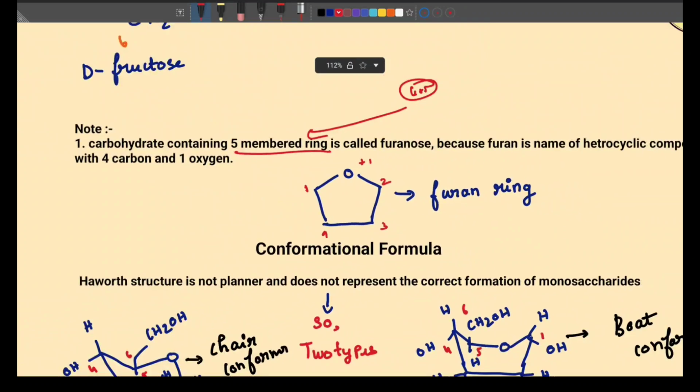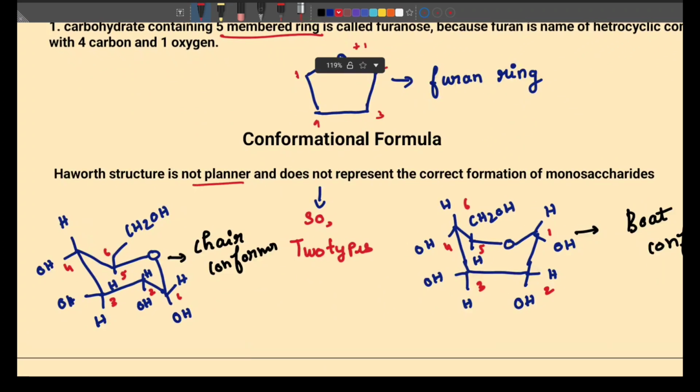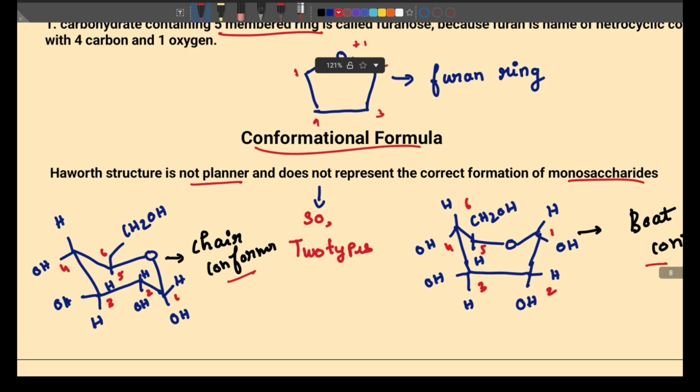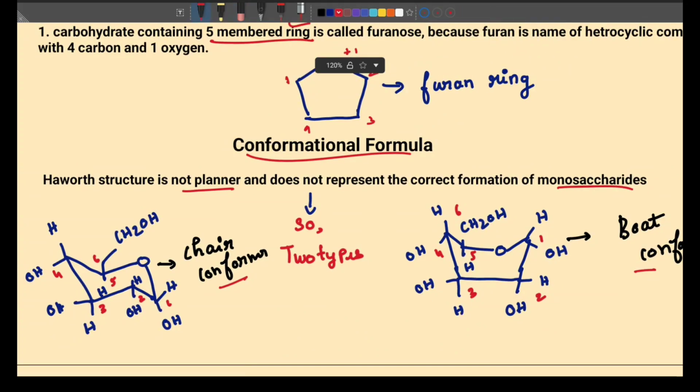Next we are going to talk about the conformational formula. The Haworth structure is not planar, even though it is drawn as planar. It does not represent the correct formation of the monosaccharide. So what should we do? That's why we make 2 types of conformational formulas. One is the chair conformer, then the boat. They thought this structure looks like a chair, and this one looks like a boat. This is a chair conformer, chair structure.